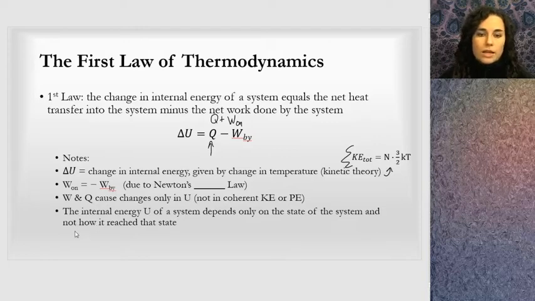when we consider the first law of thermodynamics. The last thing here says the internal energy U of a system depends only on the state of the system, and again, not how it reached that state. We don't care how the heat got in or how the heat got out. We don't care how the work was done on or by. It doesn't matter. All we care about is the initial state and the final state, and we can do some numbers and figure out those values of work and heat in between.